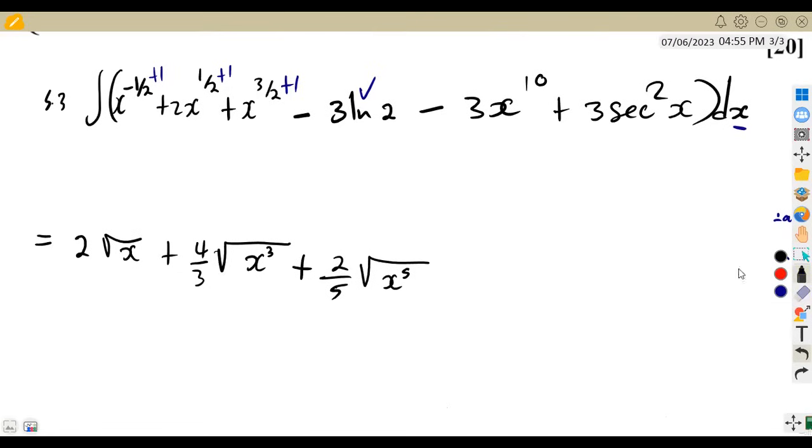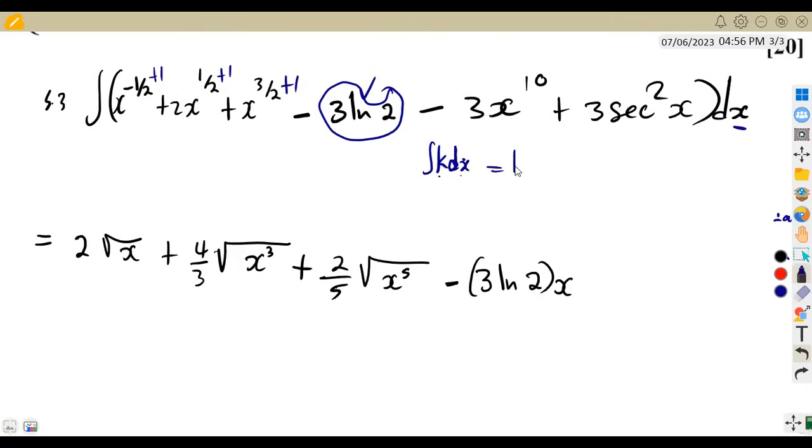This is ln 2. So if we take it this way, 3 ln 2, this is a constant, guys. It's like 3, it's like 4, it's just a normal constant. So if you integrate this, you are going to obtain minus 3 ln 2 times x. Remember, every integral of a constant is multiplied by x. The integral of k dx, k with respect to x, is going to give us kx plus c. So this is what we are having, which is 3 ln 2 times x.